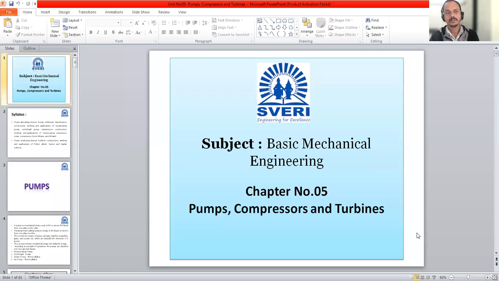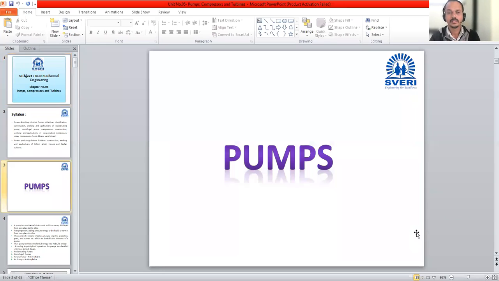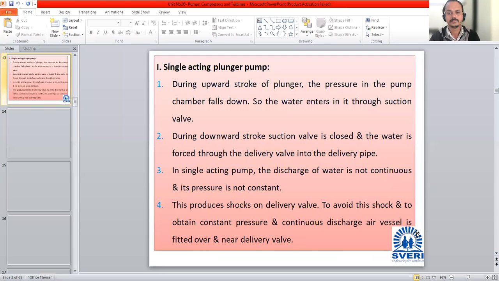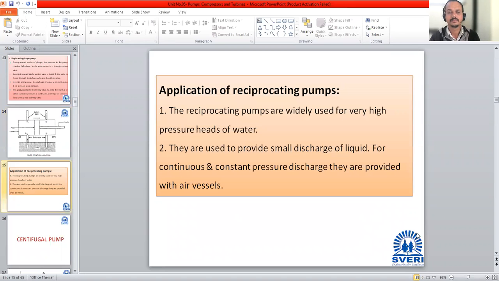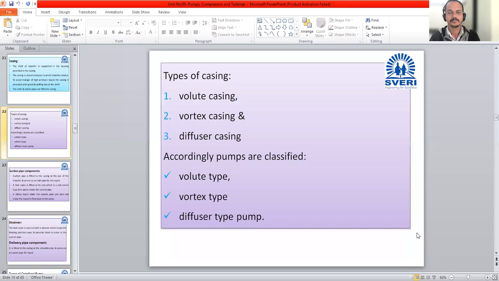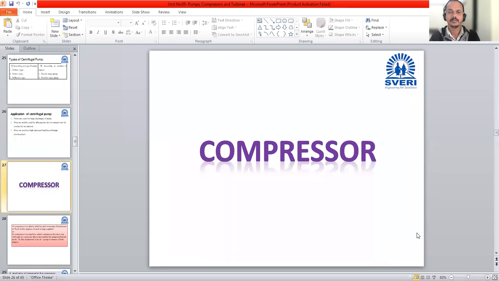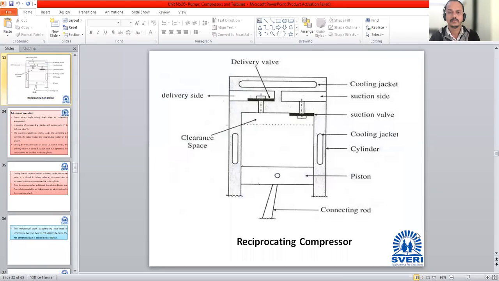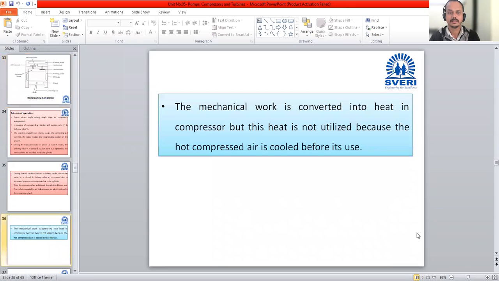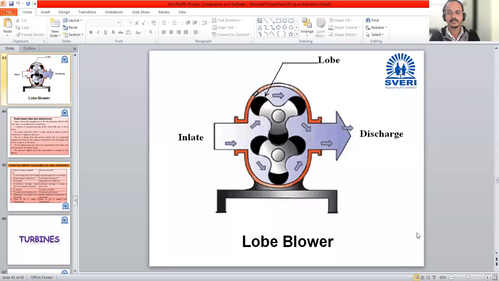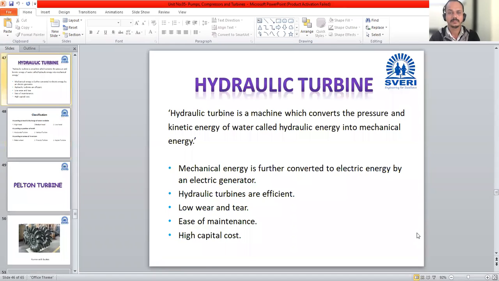Actually, we have covered all the machineries excepting only one, that is the turbine, and this one is the Kaplan turbine. So in this chapter... so yesterday we have seen Francis turbine. So the Francis turbine is most efficient turbine.